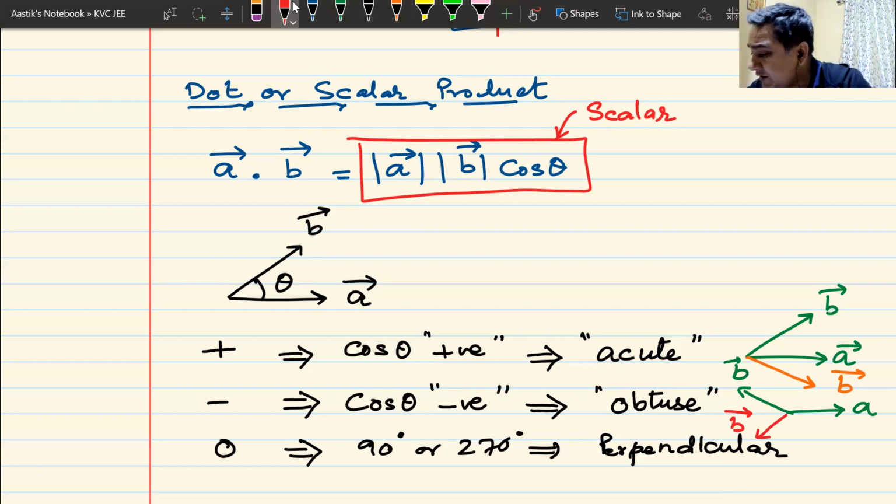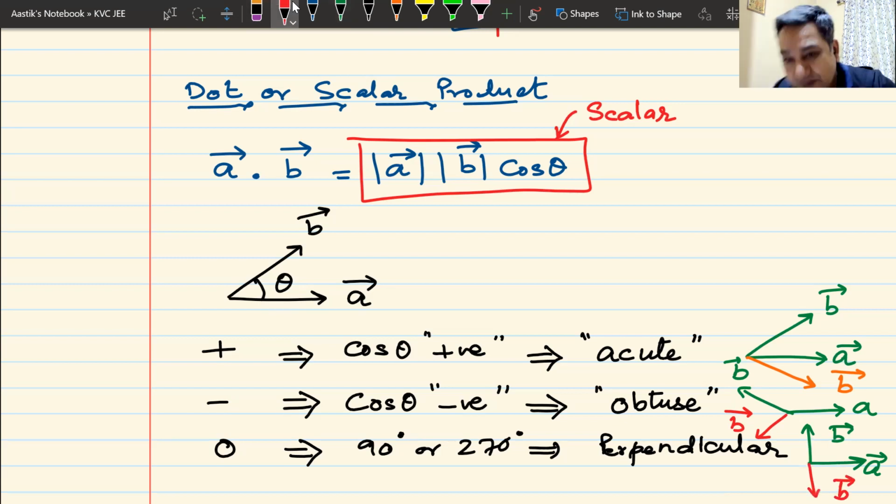By perpendicular, what I mean is very simple. We understand perpendicular. If vector A is like this, vector B is here, or it's here, one is 90, one is 270, the dot product vanishes. It becomes 0. And I also told you this is how you can find out whether two vectors are perpendicular or not. Find out their dot product. If the dot product is 0, they are perpendicular. If the dot product is not 0, they are not perpendicular.